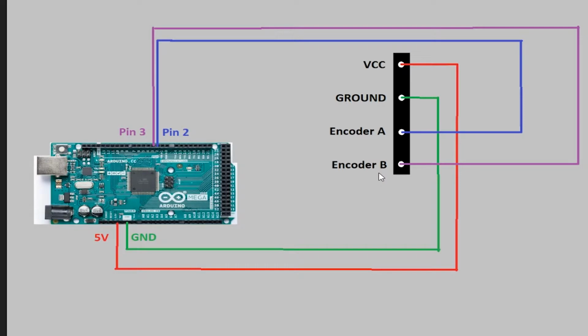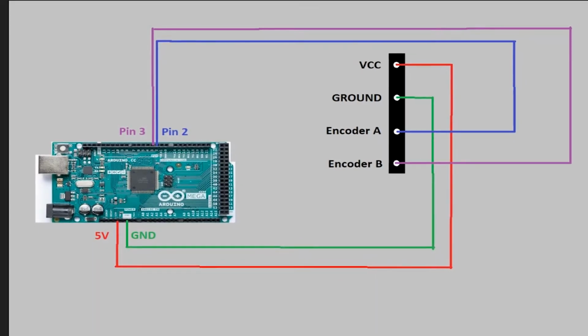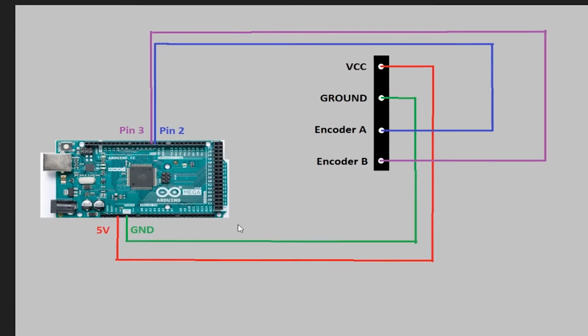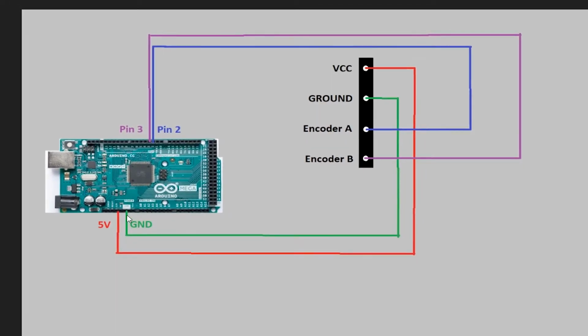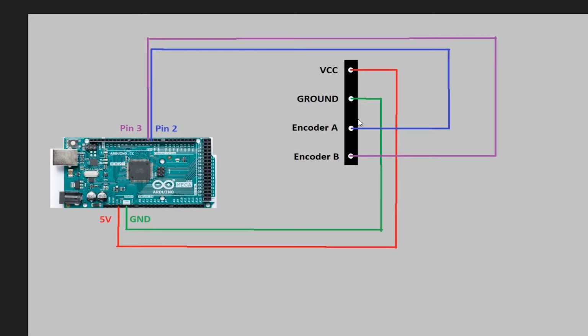So you have to check the data sheet of your encoder and find out the required voltage, the power supply. In my case, I have a 5 volt encoder, so I'll be providing that using the 5 volt pin in the Arduino, and you have to connect the ground. And by any chance, if you are providing the power to the encoder using an external power supply, make sure that the ground of the external power supply is connected to the ground pin of the Arduino as well.